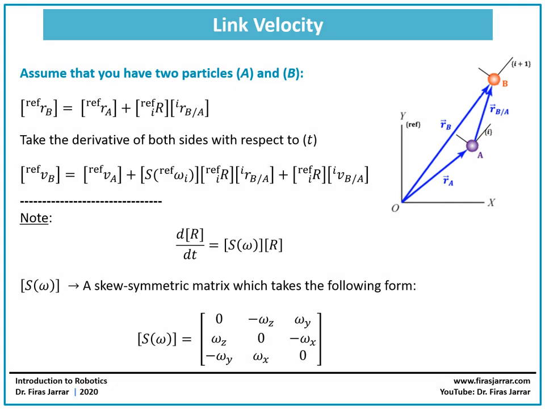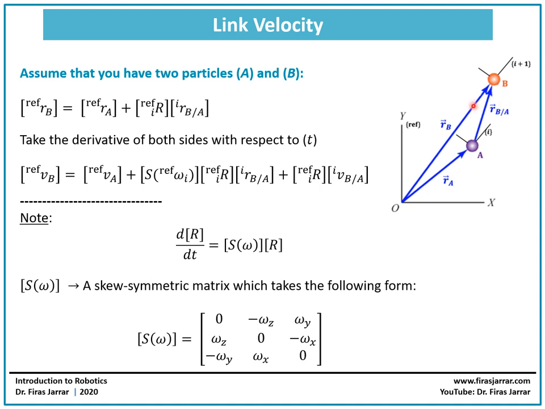So let's start with a simple case where we have only two particles, a particle A and a particle B. These are two independent particles. We have a coordinate system, a frame I attached to particle A, and a frame I plus 1 attached to particle B. We know from vector algebra that RB, the position vector of frame of particle B in a reference frame, is in reality the summation of two vectors, RA and RB with respect to A.